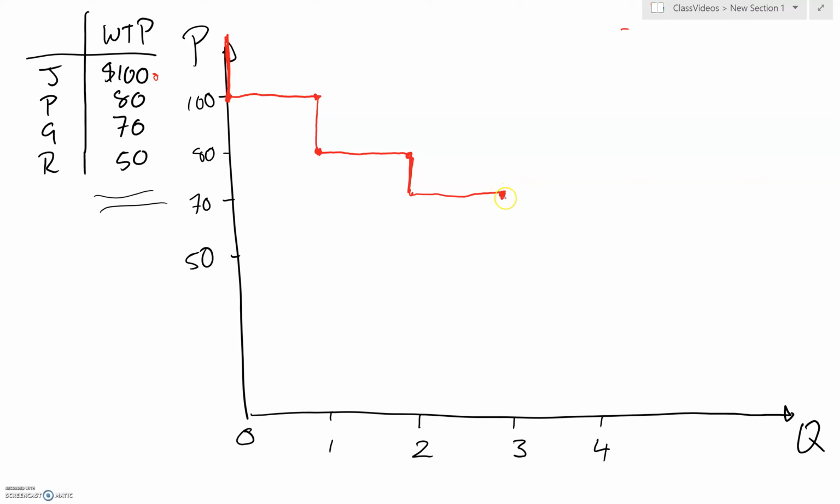And so we can continue doing the graph like this for both George and Ringo. Once the price gets below 50, everyone's definitely buying, but we've run out of consumers, so the demand curve is going to go down to 0 right here.